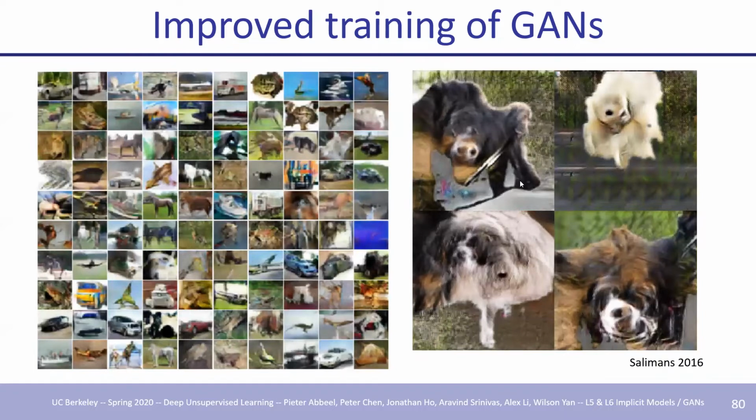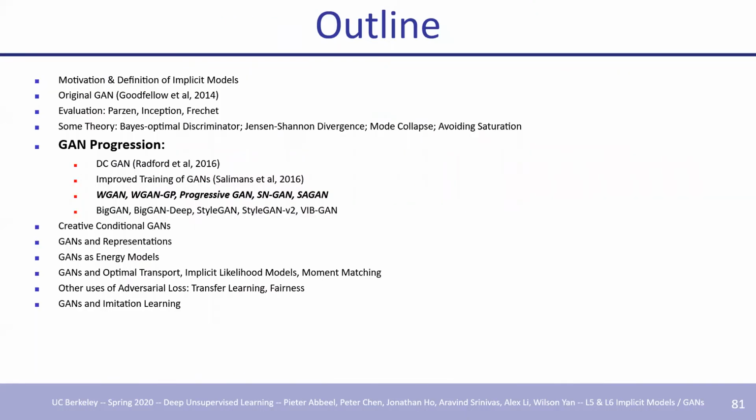Okay, and this was the stuff they generated with the improved ones. It was pretty good, I guess, for their time, that you can generate these kinds of things that look like a dog mesh with something else. Okay, any questions on that? Or I can move on to the next one, the WGANs.